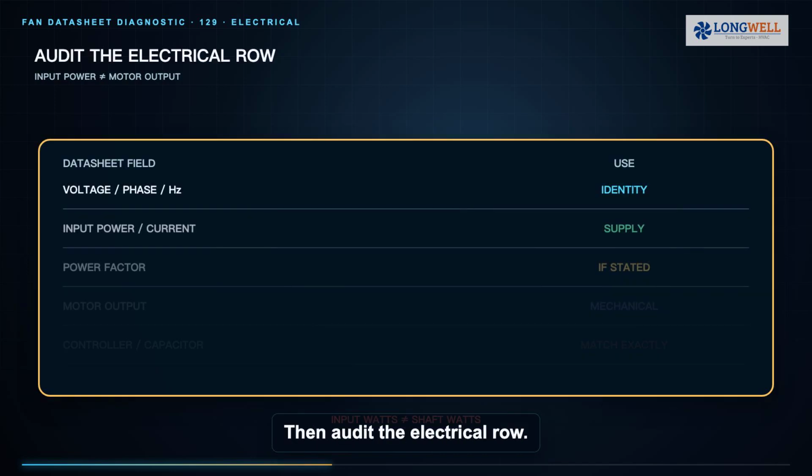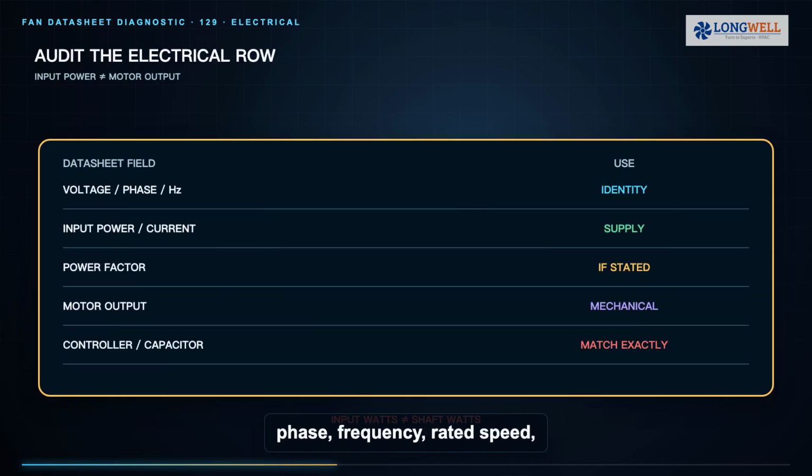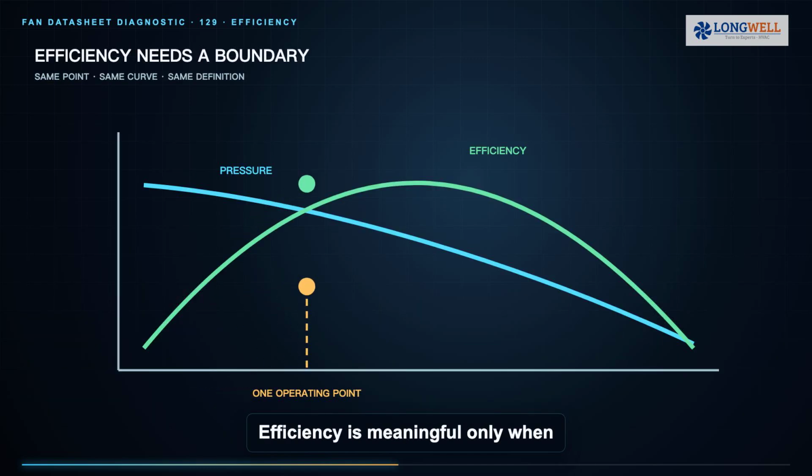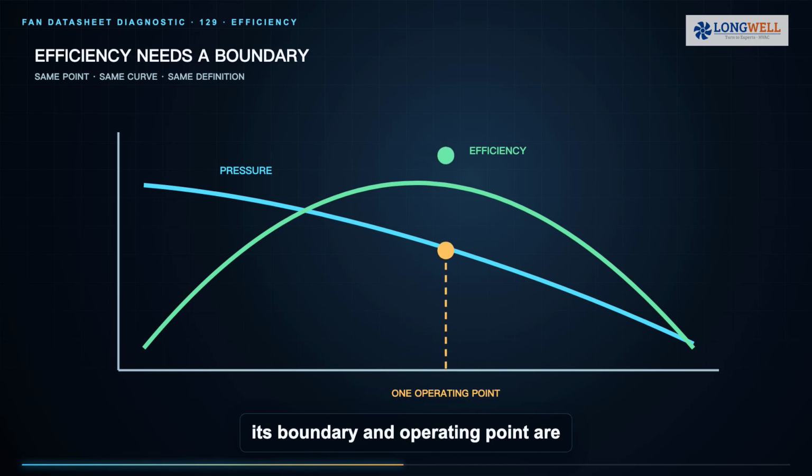Then audit the electrical row. Confirm voltage range, phase, frequency, rated speed, input power, current, power factor where stated, and the required controller or capacitor. Input power is what the fan assembly draws, motor output is mechanical shaft power. They are not interchangeable. Check whether current and power are nominal, maximum, or tied to one operating point. Finally, size the upstream supply, protection, cable, and controls from the approved technical documentation, not from a neighboring model in the series.